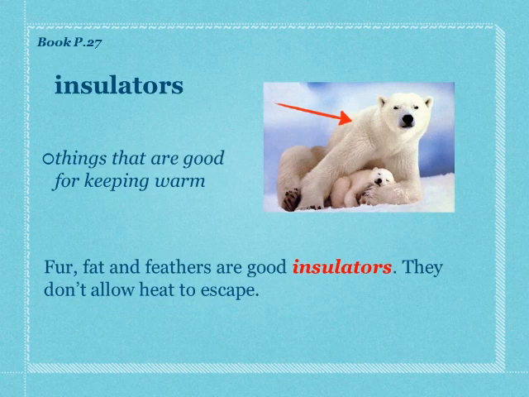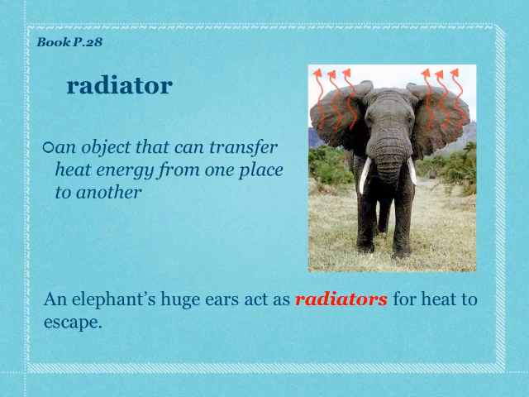Page 27. Insulators. Things that are good for keeping warm. Fur, fat, and feathers are good insulators. They don't allow heat to escape. Page 28. Radiator. An object that can transfer heat energy from one place to another. An elephant's huge ears act as radiators for heat to escape.